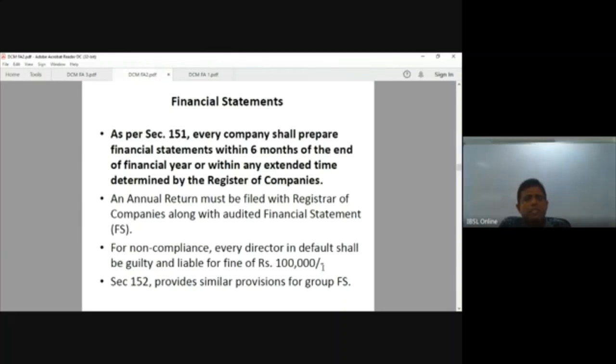Then, not only that, an annual return must be filed with the Registrar of Companies along with the audited financial statements. In the annual return, not only the audited financial statements, there are some other reports to be included. For non-compliance, every director in default shall be guilty and liable for a fine of 100,000. If you have 12 directors, you have a 1.2 million fine, right? Section 152 provides a similar provision for group financial statements as well.